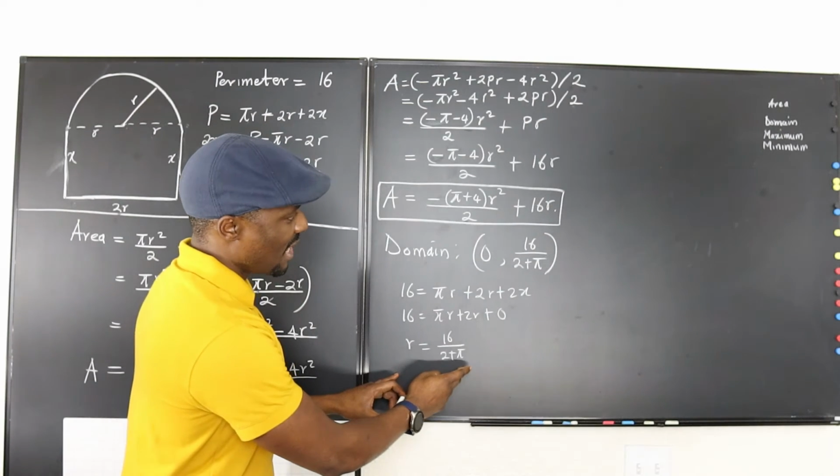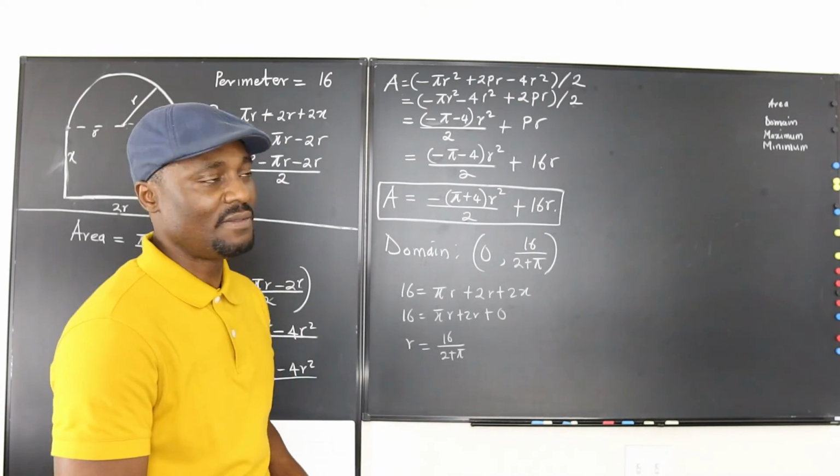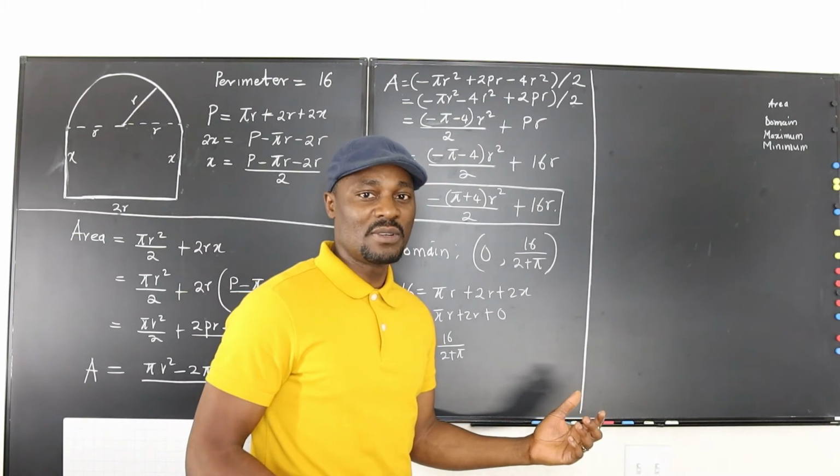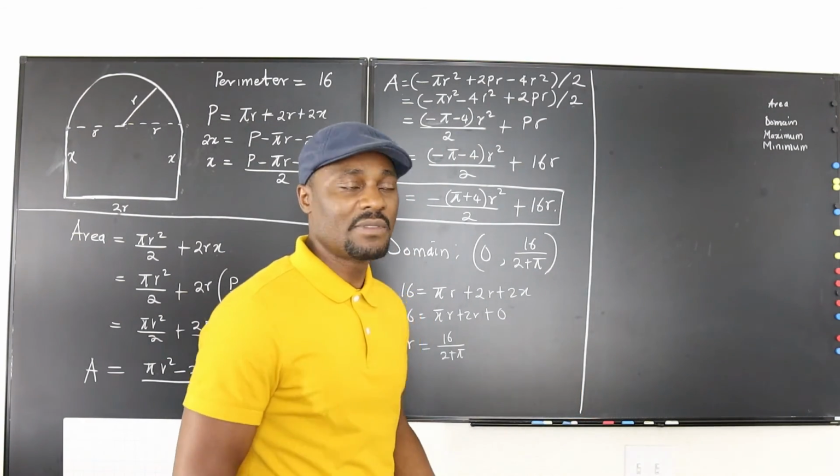Should I leave this? I need the space. Okay, I'm just going to leave it. So, because it's a quadratic equation, what shape would it have?